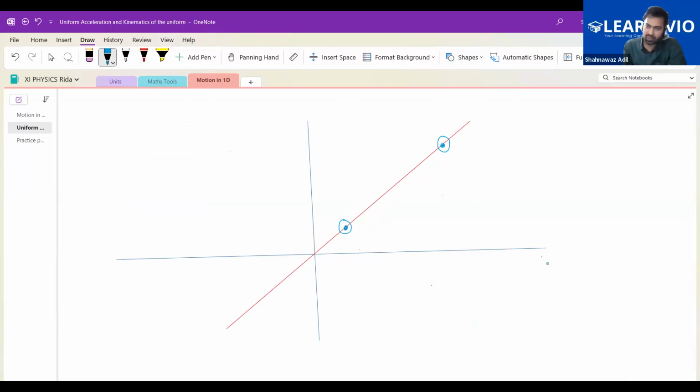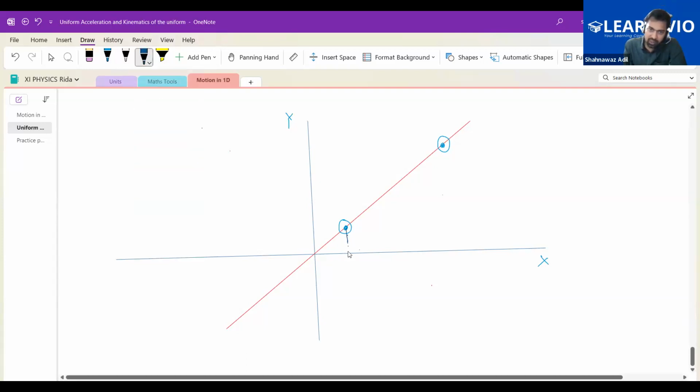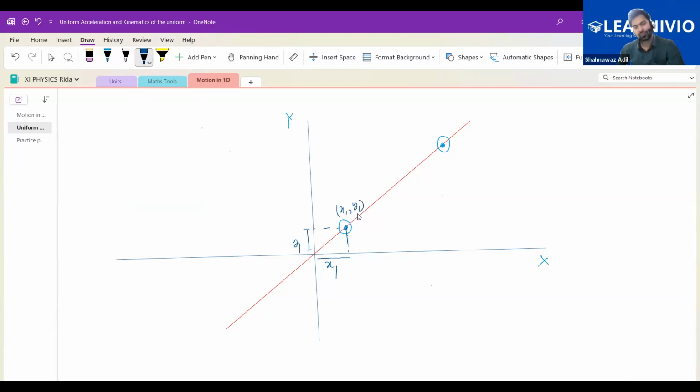So this is x, this is y. So this point will have this x, which is x1, and this point will have this y, right? So this is the x1 comma y1 point. Is it clear? Yes, sir. And now this point will have this x, which is, let's say, x2. But I'm not understanding from here.